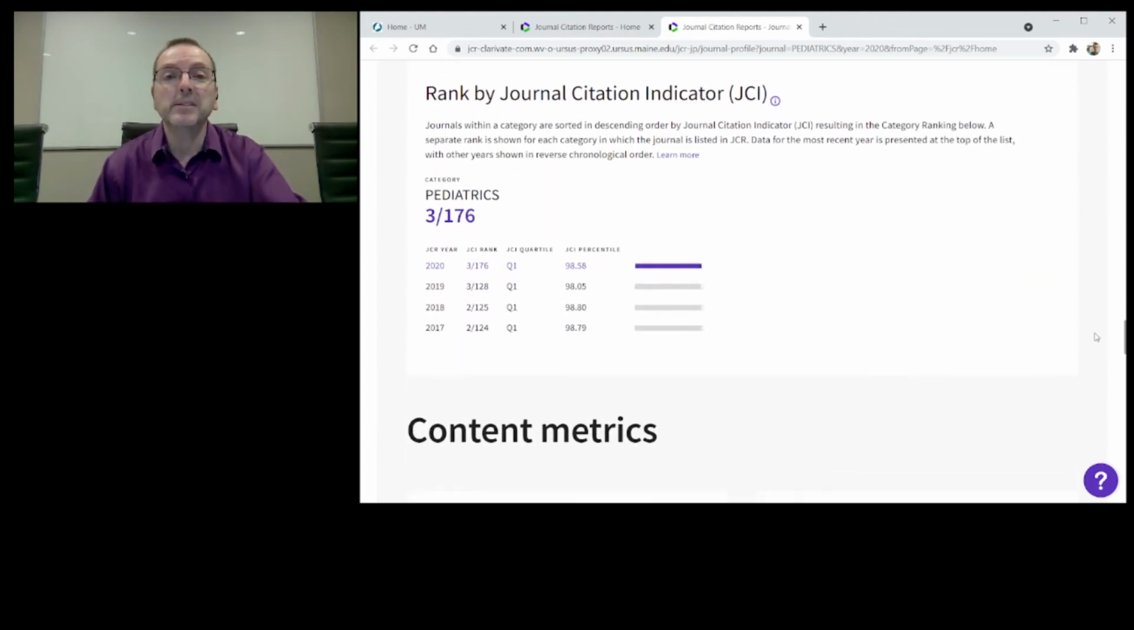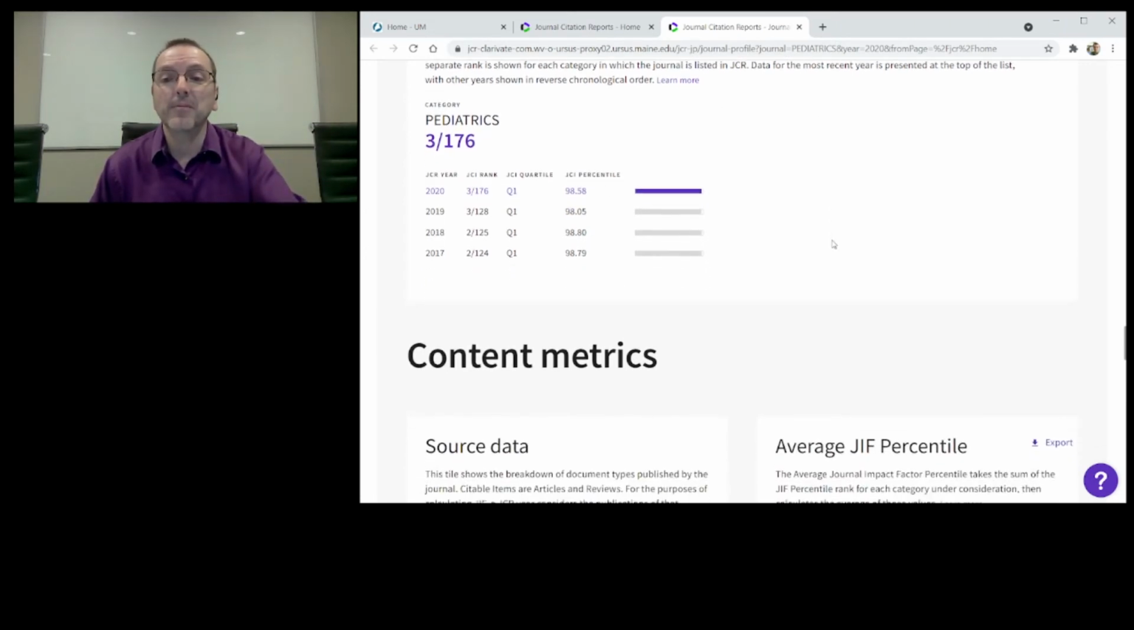Then the rank based on the journal citation indicator is probably going to be fairly similar, which we see here. 3 out of 176, 98.6%. Again, very good.